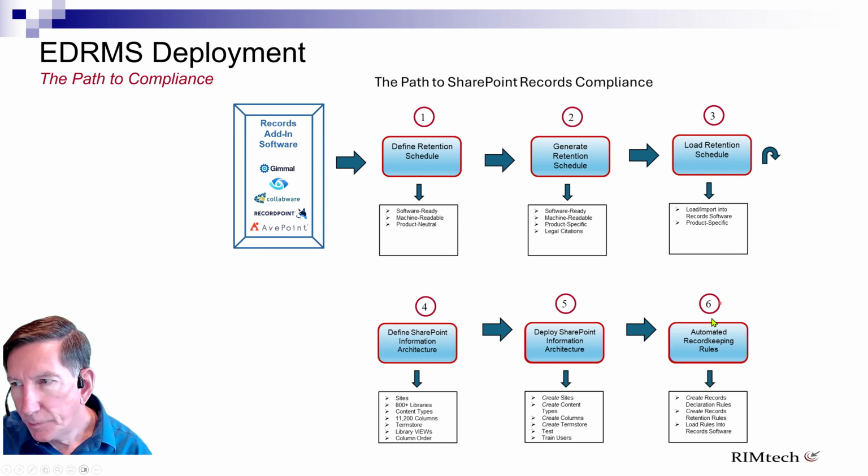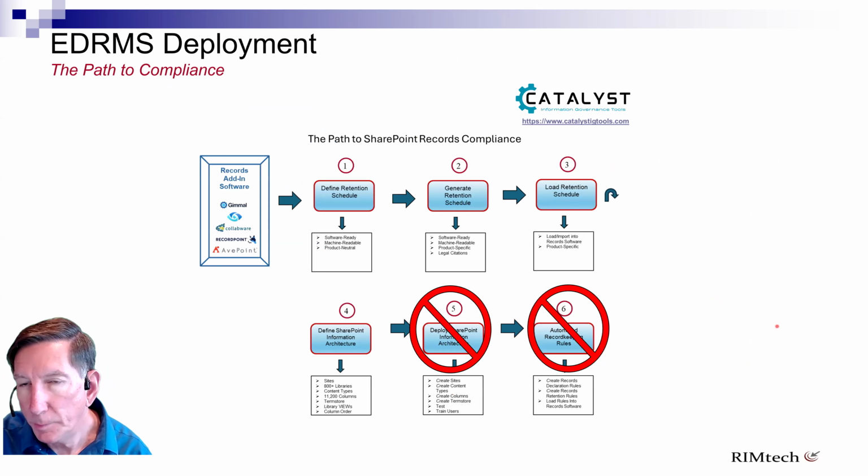Step 6 is the last thing you have to do, and it cannot be done until all 5 previous steps have been completed, okay? There's no way around this. This is what it takes to deploy an EDRMS, regardless of the record software you buy.